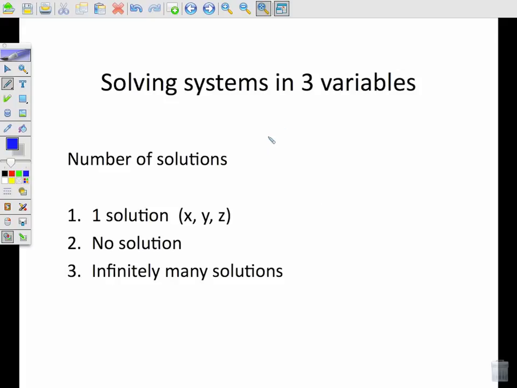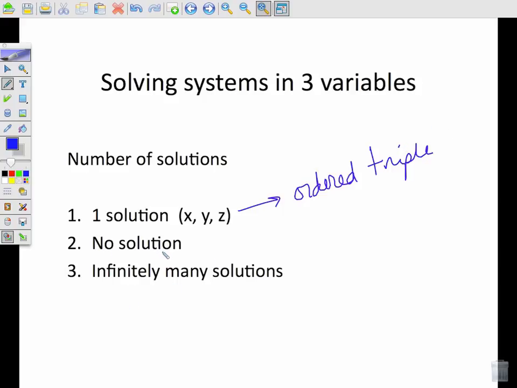Here's what happens when we're solving systems of equations: the number of solutions that we may get. You may get one solution, which means everything is going to work out fine. You're going to get an x, a y, and a z, and so this is your ordered triple. And then, of course, you may get no solution.